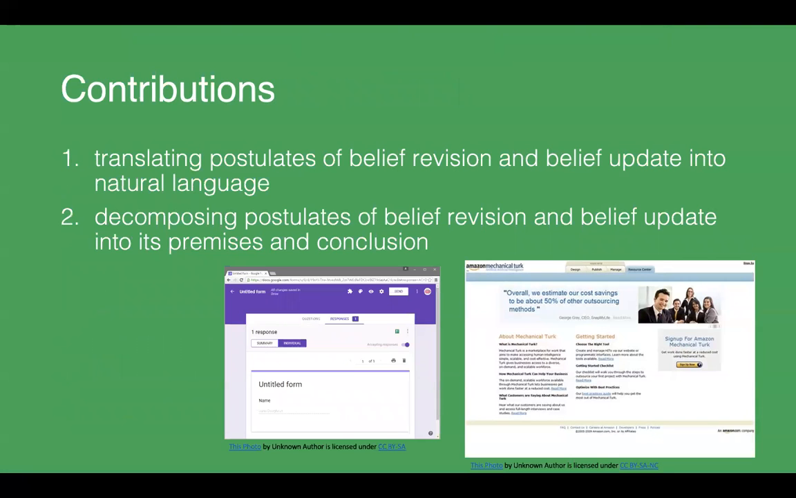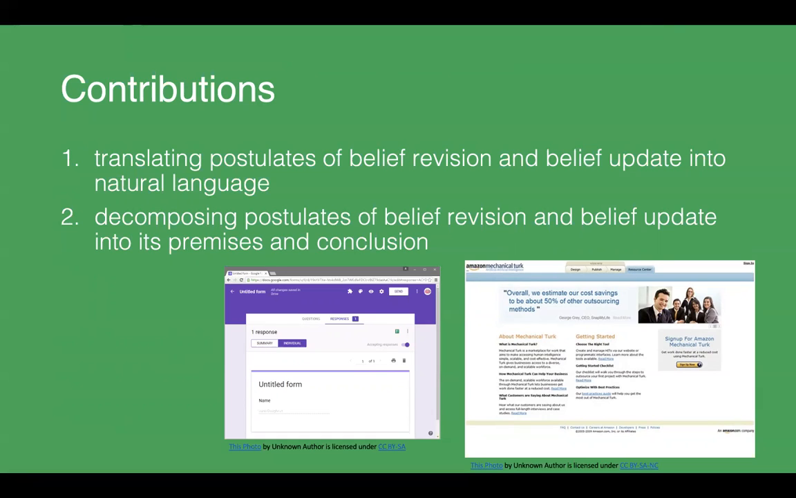In the following 2 slides, we outline our contributions, and there are 5 of them. The first contribution is translating postulates or logic-based reasoning rules of the frameworks of belief revision and belief update into natural language. So these postulates are formulated in some mathematical, logic-based language that computers understand. We aim to translate them into natural language, such as English, which the ordinary human subject may understand.